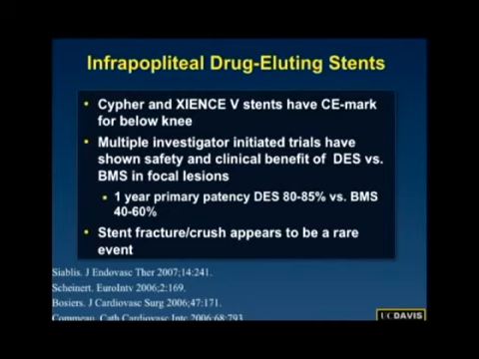I had always thought that stent fracture or crush in the below the knee would be an issue, but that appears to be a very rare event. So I think that at least for shorter lesions, you can use stents in that area.